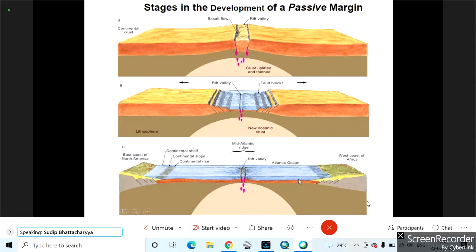This is the Atlantic Ocean, I am showing here. The western part is the east coast of North America. It is the west coast of Africa. So actually, it is the torn apart of a continental crust, and then the basalt flow is coming out. This is the Rift Valley. This is actually the passive margin. It is not the active margin. Active margin means where your subduction is going on. So that is the active and this is passive margin.